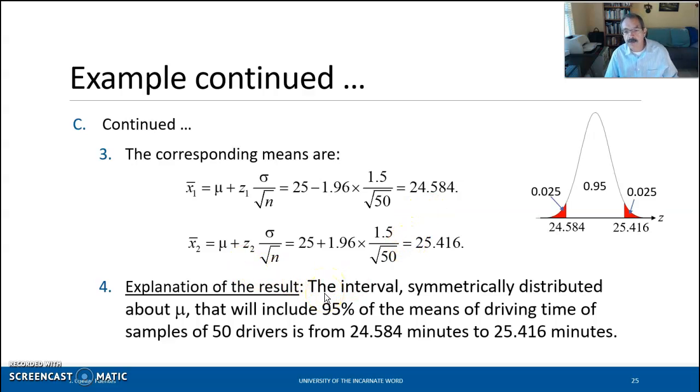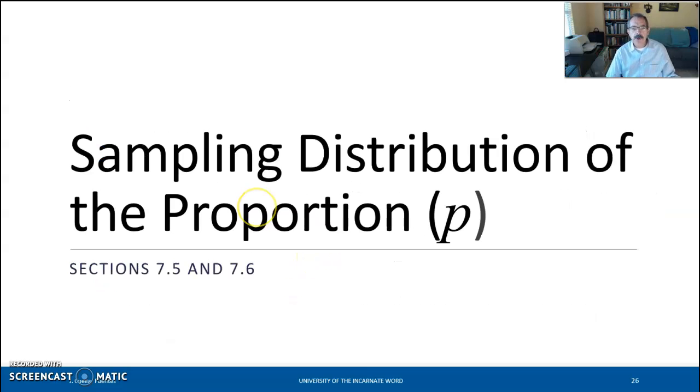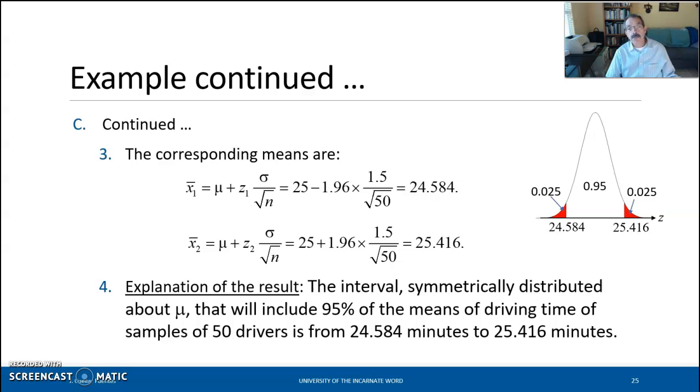Now that we have found these values, we explain these results. The interval symmetrically distributed about the mean that will include 95% of the means of driving time of samples of 50 drivers is from 24.584 minutes to 25.416 minutes.